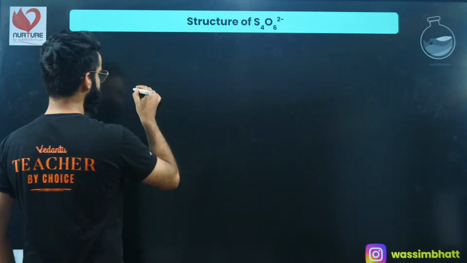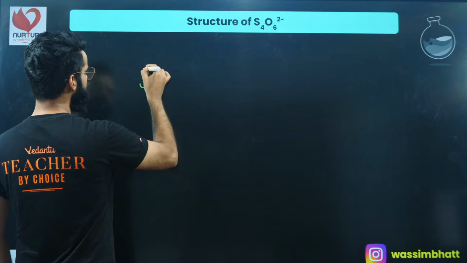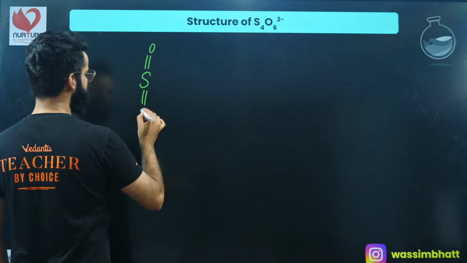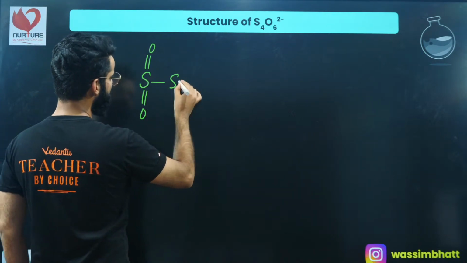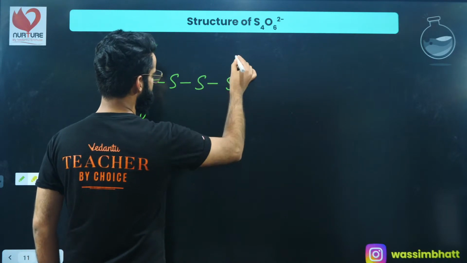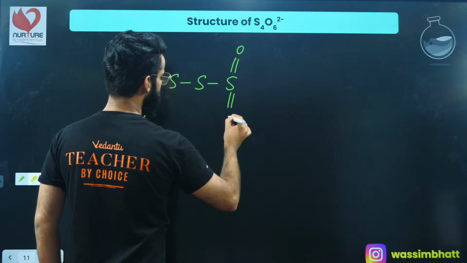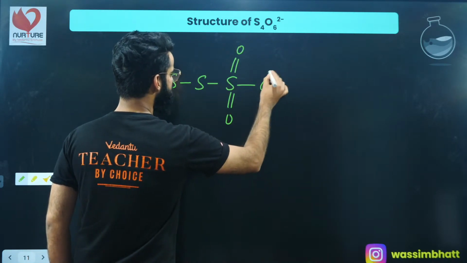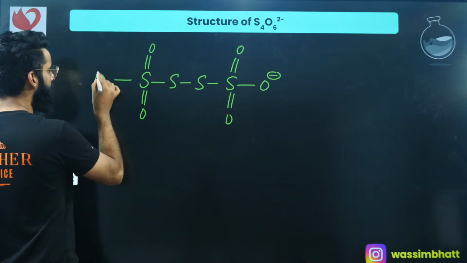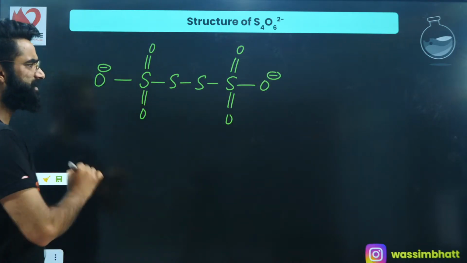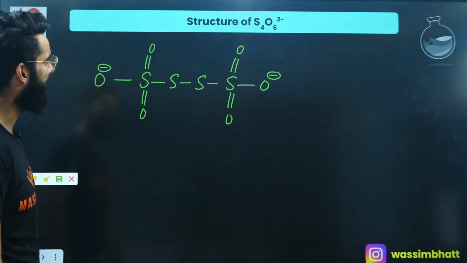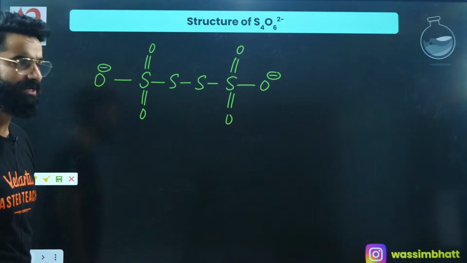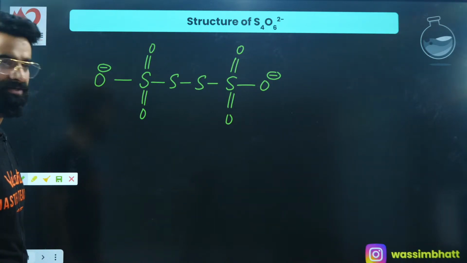Have a look, guys. This is sulfur, double bond oxygen. This is double bond oxygen. Sulfur attached with one more sulfur, one more sulfur, one more sulfur. This is double bond O. This is double bond O. Oxygen carrying the negative charge, right? This is the structure of S4O6 di-negative, right?